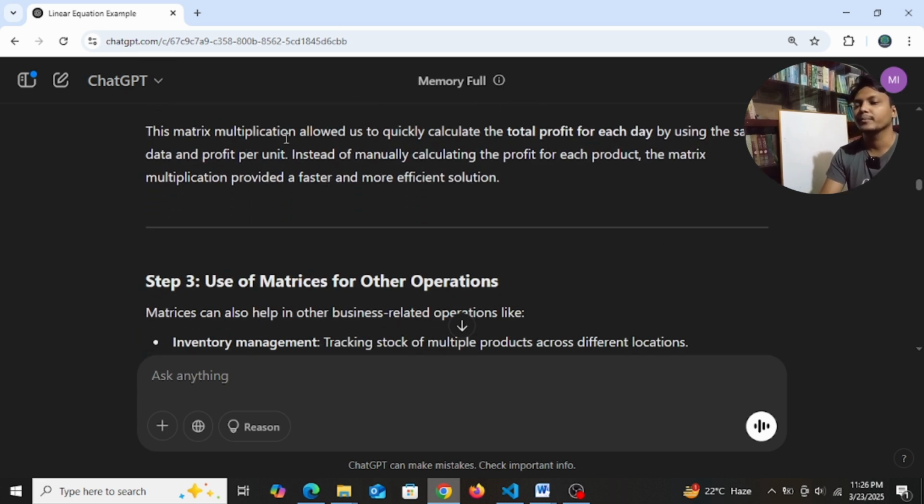So this matrix multiplication allowed us to quickly calculate the total profit for each day by using the sales data and profit per unit. Instead of manually calculating the profit for each product, the matrix multiplication provided a faster and more efficient solution.